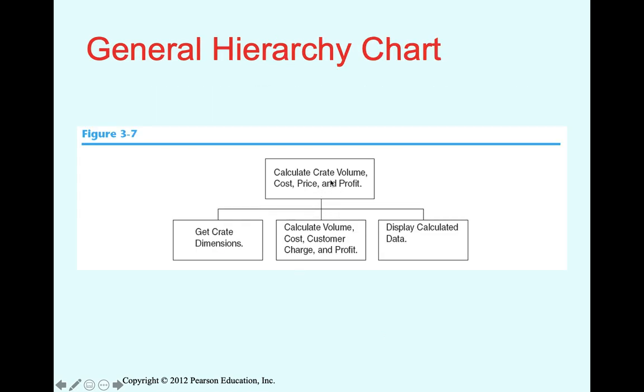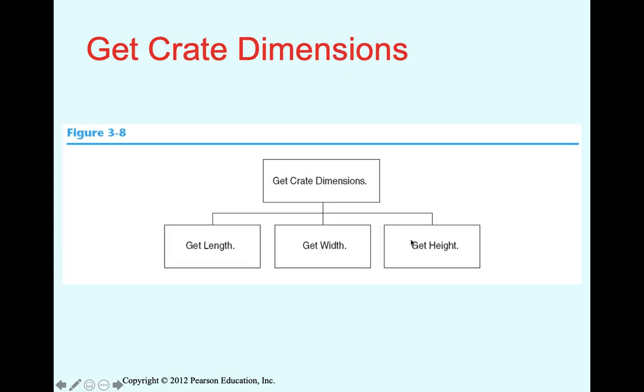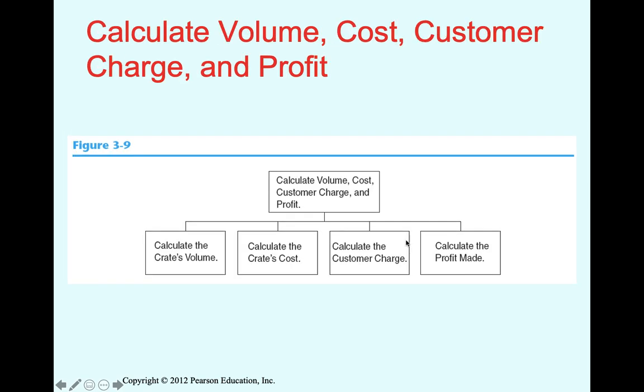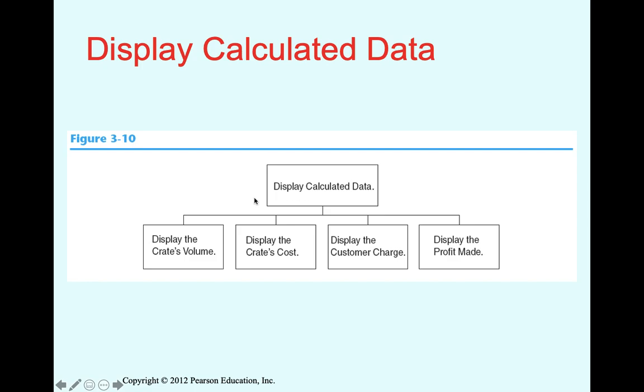So we can make a graph actually. This is how to teach you, before you program, you should organize the code, you should analyze, you should draw, write the steps. Here we want to calculate the crate volume, cost, price and profit. So we have 3 main steps: to get the dimensions, to calculate these numbers, and to display them. To get the dimensions, we need to get 3 values. To calculate, we need to calculate 4 values. And to display, we need to display the 4 values.